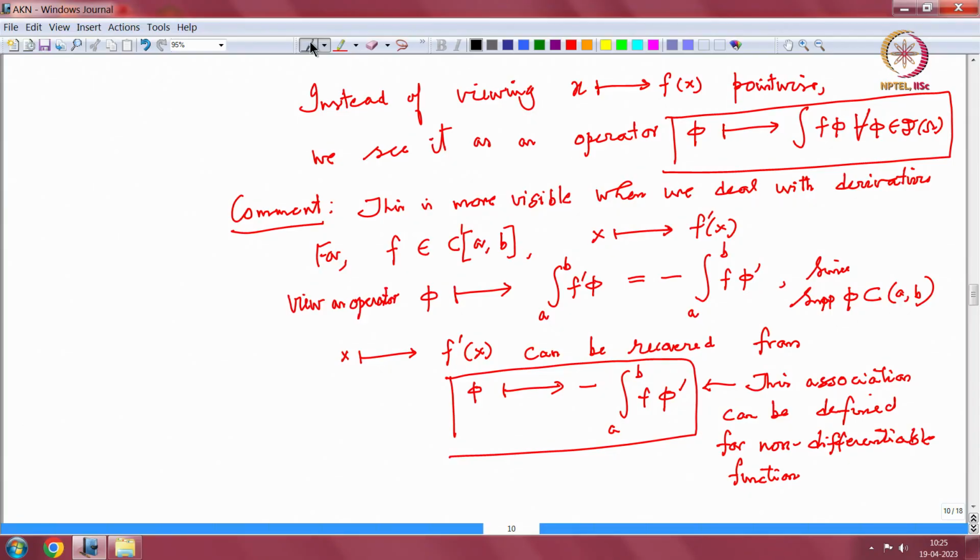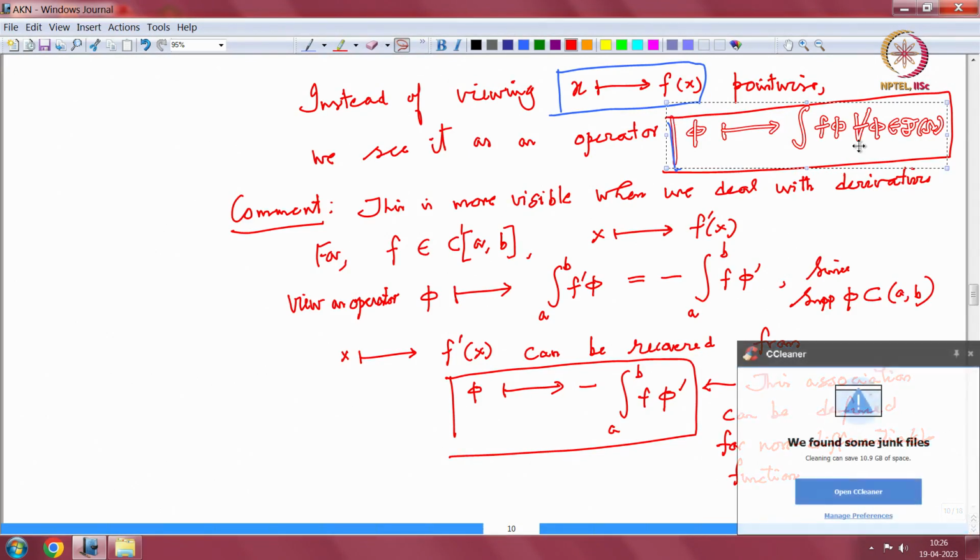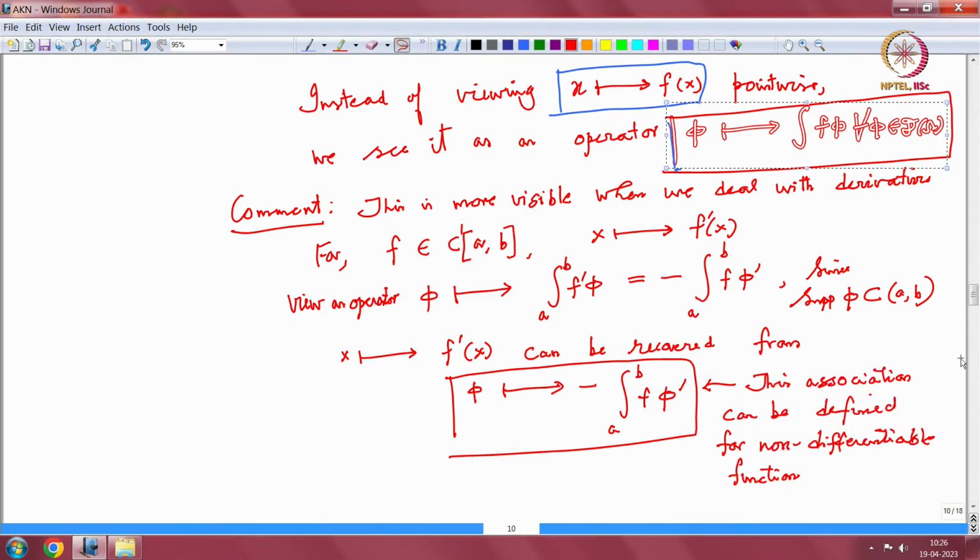In the last page, you see you have an association here as a function. We have given that, instead of that, associate in this way. So you associate f going to f. You have to try to understand that phi going to the integral of f phi, and this is more relevant. The importance of that association will soon come when you deal with a differentiable function.